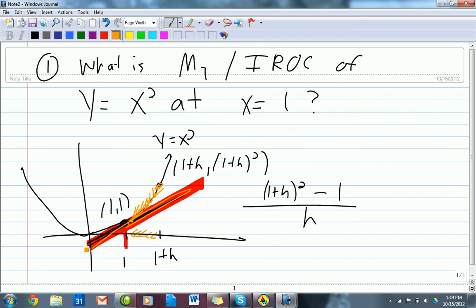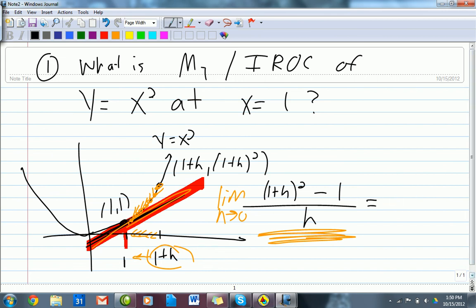How do I get those 2 points to be wicked close? I take the limit as h is going to 0. And as h goes to 0, 1 plus h goes to 1. I'm still evaluating the slope between 2 points, quote unquote, but they're wicked close together. Okay, from here on out, we can calculate this limit pretty easily.